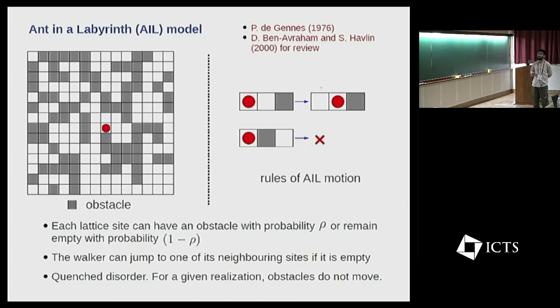And the walker, just like the previous case, can choose one of its neighboring sites with equal probability and attempt a jump. But the jump is successful only if this neighboring site is free of obstacle. Like here, if it is already occupied with some obstacle, the jump is not successful. Note that this represents a quenched disorder scenario where the configuration of the obstacles varies from realization to realization, but for a given realization, the obstacles are static.